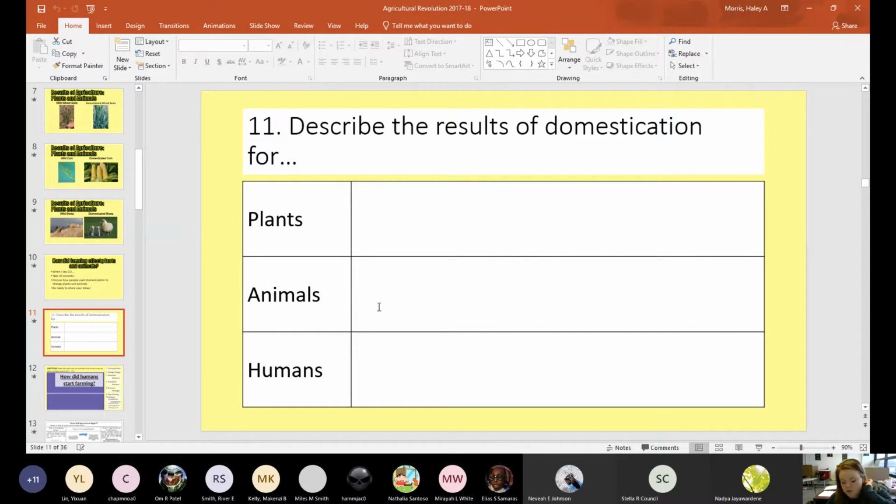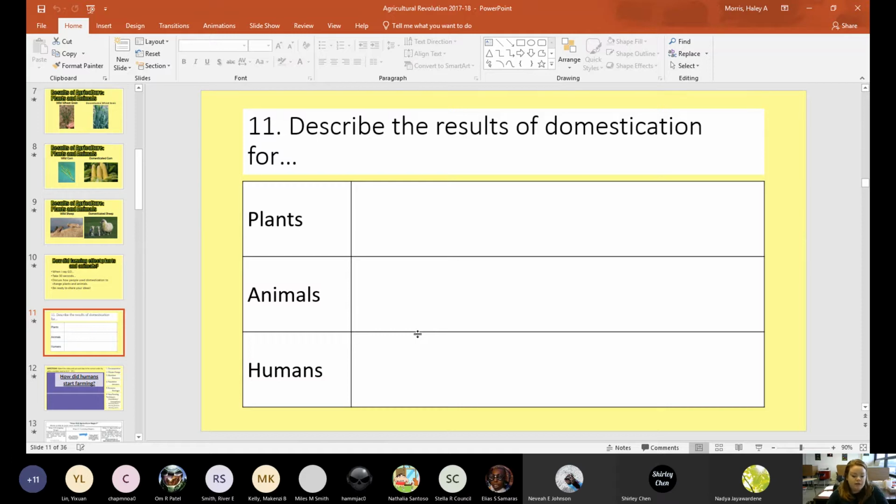Animals. The results of domestication for animals include what? Who can tell me? For animals, we can breed animals so that you get stronger offspring. Stronger offspring can be used in farming, or you can get fatter offspring so that there is good meat to eat for humans. And for humans, we're able to grow more and better crops and raise animals. This is better for sustaining life, which helps population growth, anything like that.